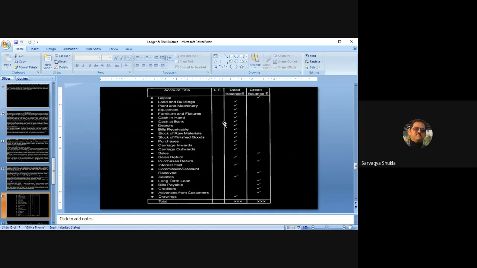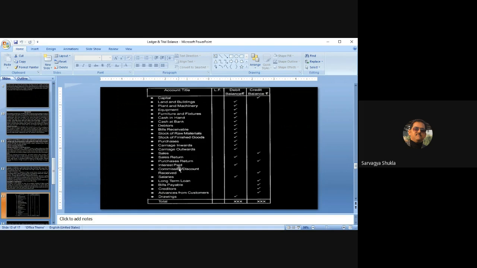Cash and bank balance will be debit because these are assets. Debtors will have a debit balance. Bills receivable will have a debit balance. Stock of raw materials, stock of finished goods, purchases, carriage inward, carriage outward will be debited because these are examples of assets and expenses. Sales will be credit because it is an income. Sales return will be debit because it is a loss. Purchase return will be credit because it is our gain.